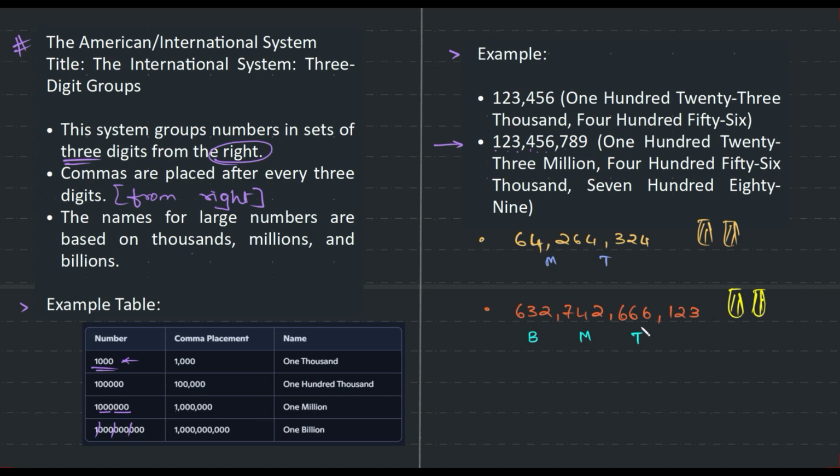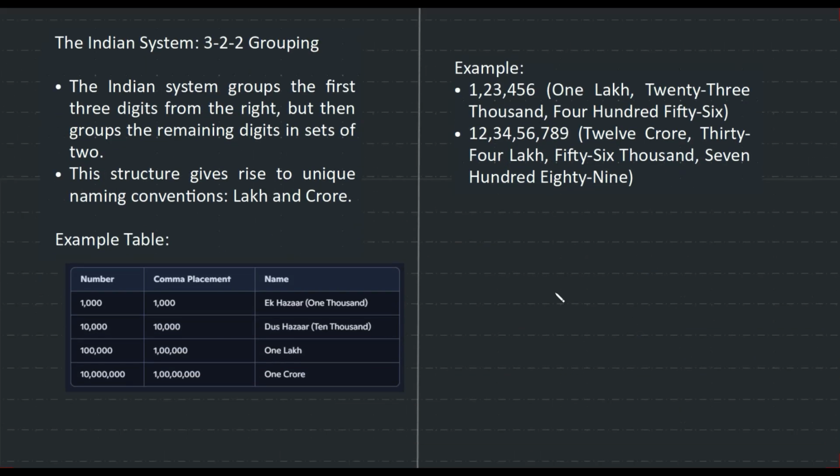Right? So you guys can also learn this way, not an issue. While in our Indian system, we use the grouping of 3-2-2. Okay, so we are also going to learn a new word called crore. So let's look at it. The Indian system groups the first 3 digits from the right, but after that, the remaining digits will be grouped as 2s. This system gives rise to a unique naming convention, which is lakh and crore. How we have million and billion, here we have lakh and crore, as simple as that.